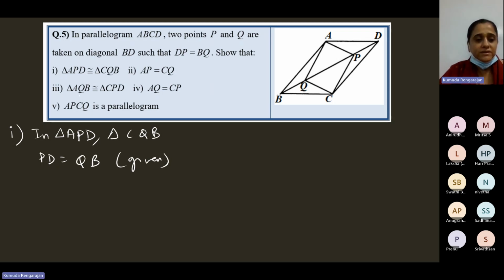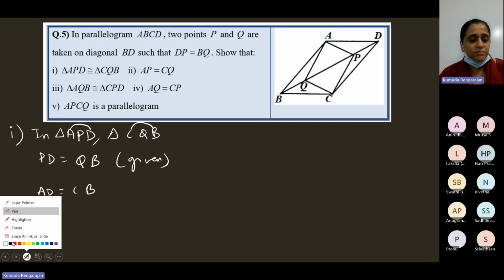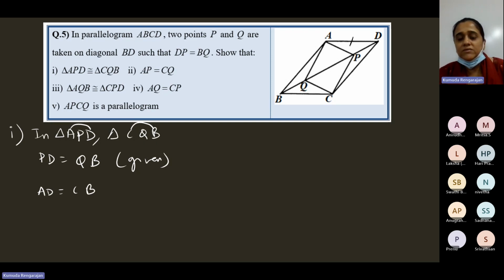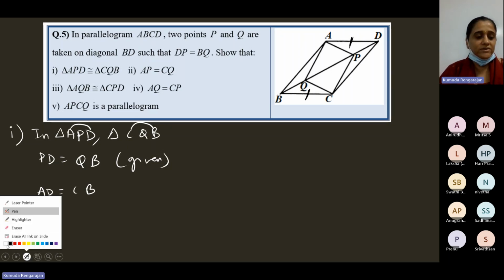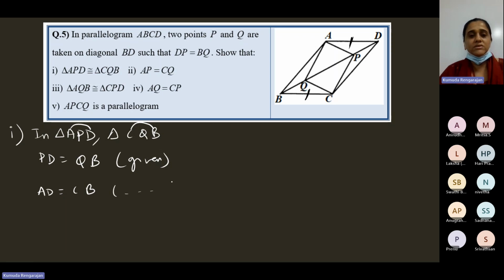Then AD equal to CB. Why does AD equal CB? Because ABCD is a parallelogram. Opposite sides are equal. So you can write this. You should give that reason.